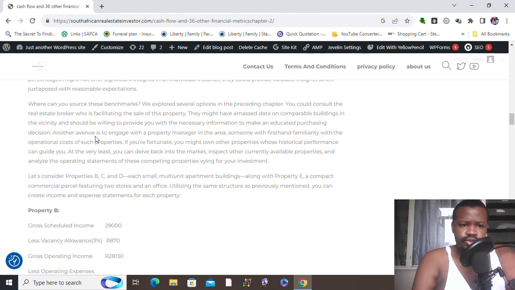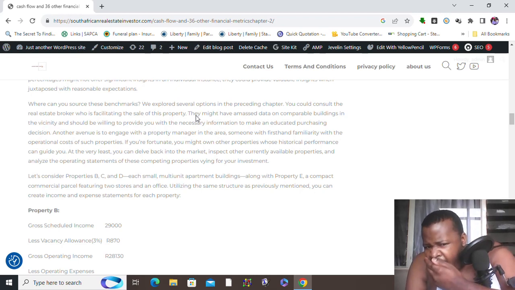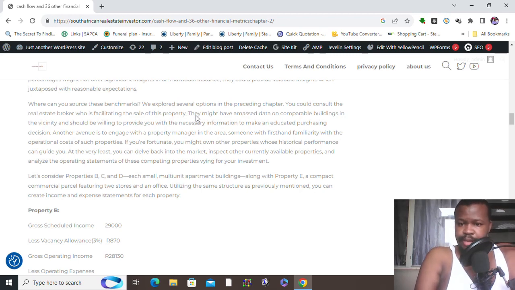Another avenue is to engage with a property manager in the area, someone with first-hand familiarity with the operating costs of such properties. If you're fortunate, you might own the other property whose historical performance can guide you. At the very least, you can delve back into the market, inspect other currently available properties, and analyze the operating statements of these competing properties vying for your investment.